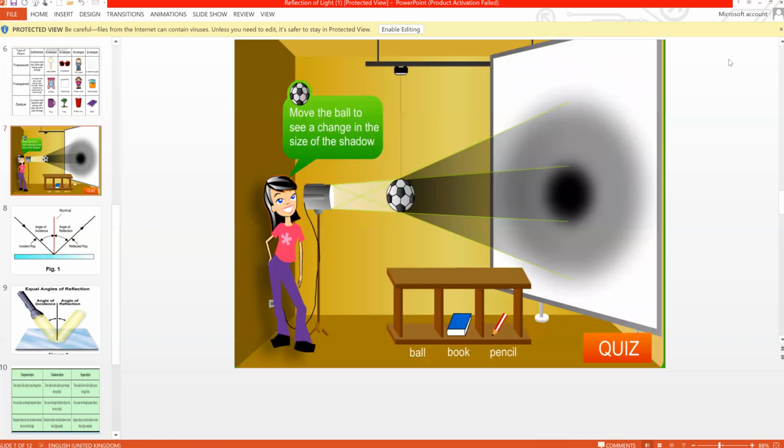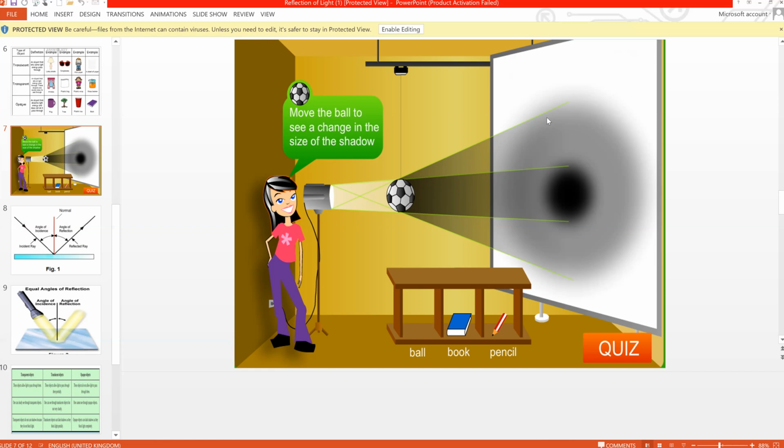See here, there is a girl. There is a light source. She has taken a stand, and for that stand she has hung a ball with a small thread. You can see the ball also. The girl has switched on the light source. And there is a white colored screen also.